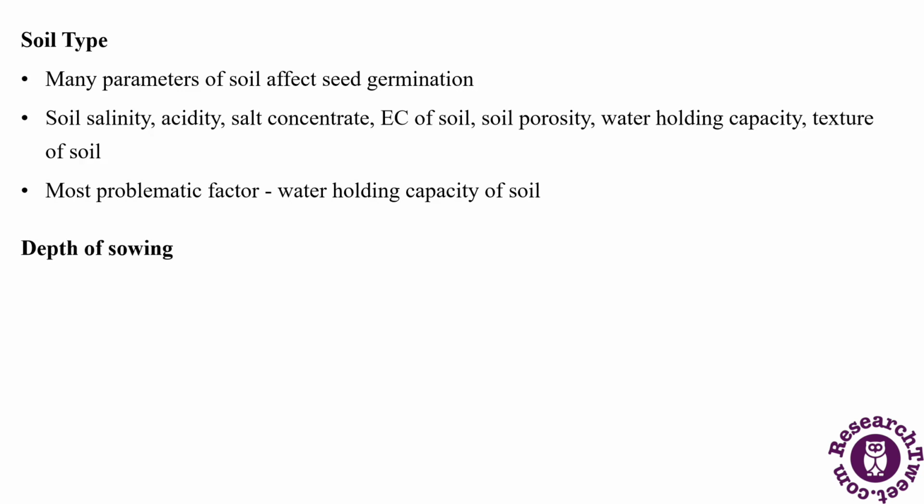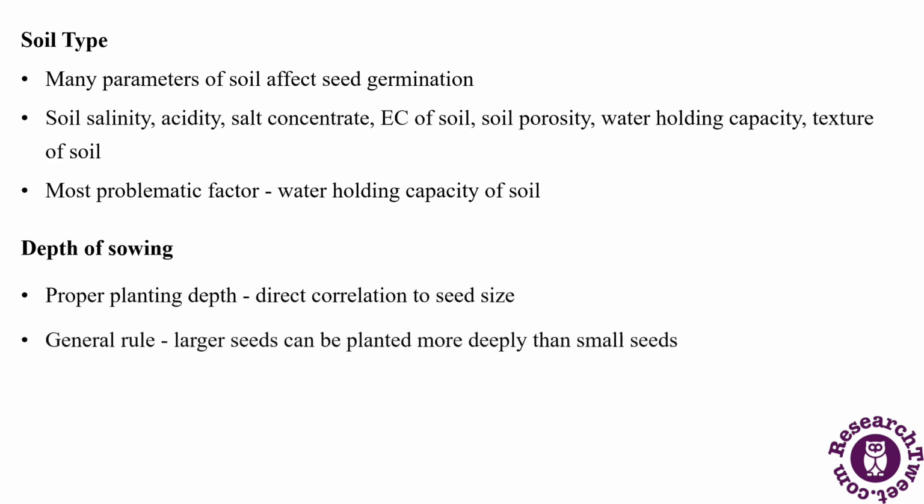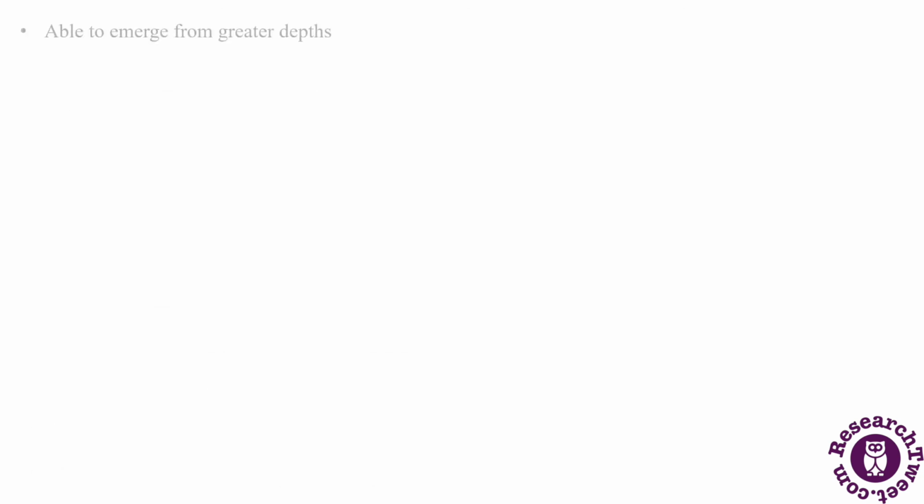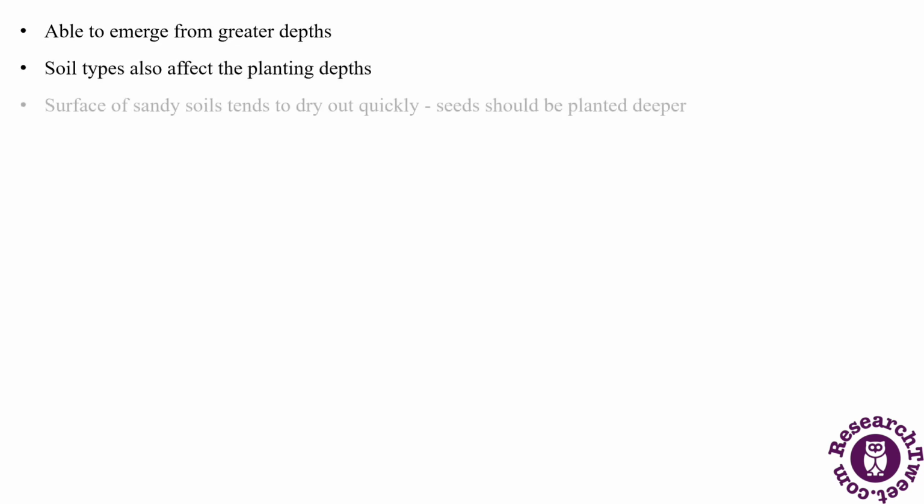Depth of sowing. Proper planting depth is directly correlated to seed size. The general rule is larger seeds can be planted more deeply than small seeds. This is due to the energy needed to emerge. Larger seeds have greater food reserves from which they can draw energy for respiration and growth. They are able to emerge from greater depths. Soil types also affect the planting depths. The surface of sandy soil tends to dry out quickly, so seeds planted in these soils should be planted deeper than in loam soils.